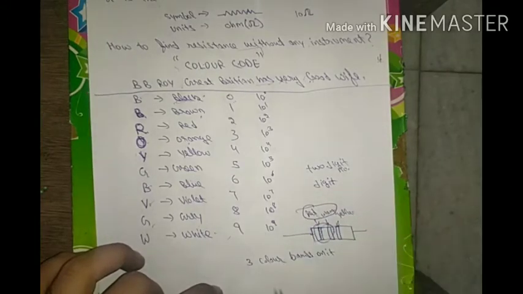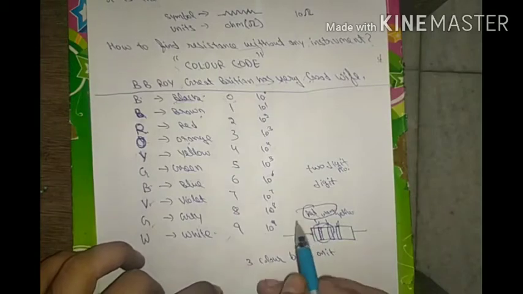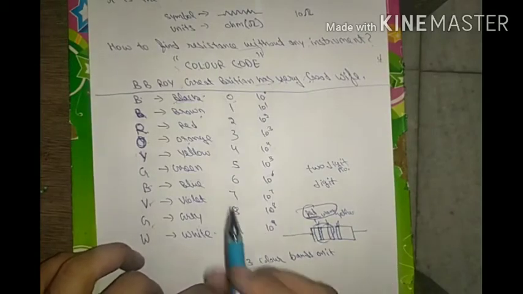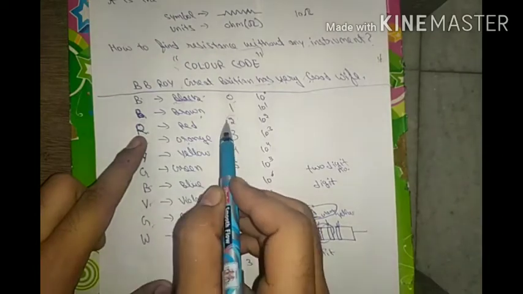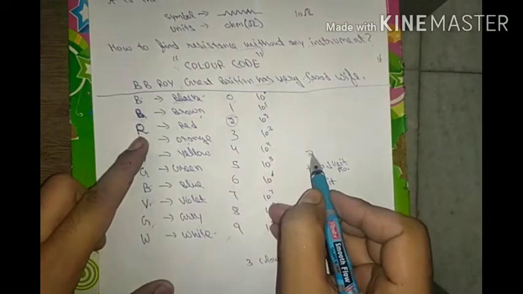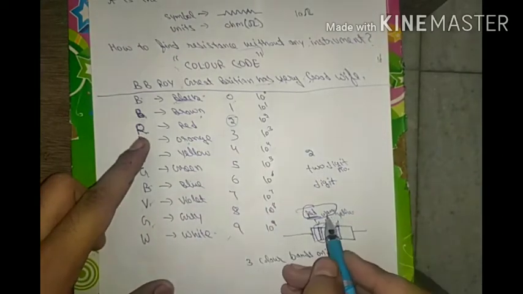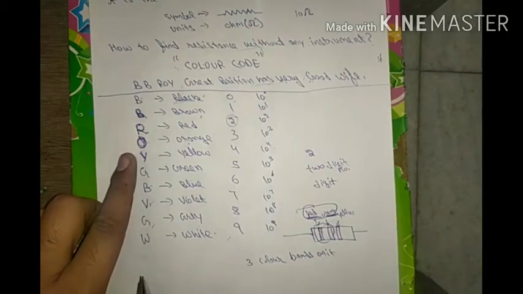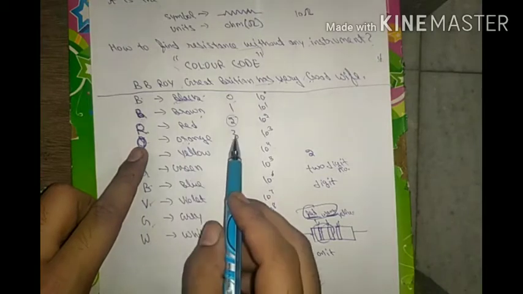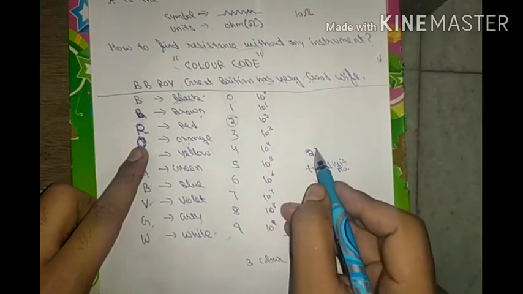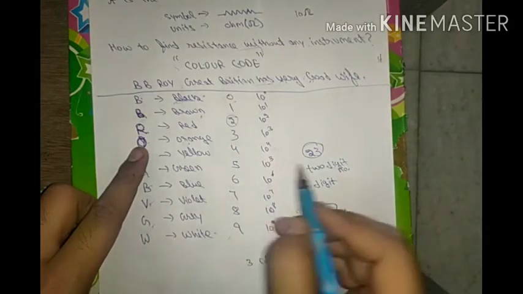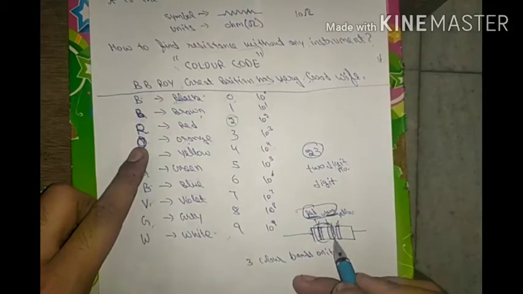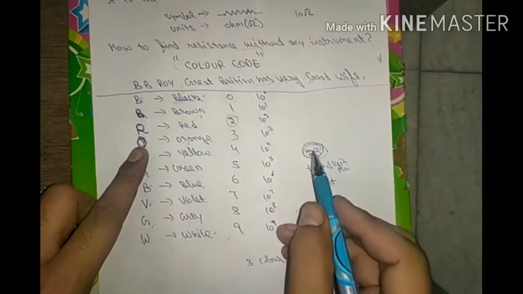Clear students? Let us see how. First color, let us suppose, be red. As the color is red, the value is 2, so you can write 2. Then the second color is orange, and for orange the number is 3. So the number comes out to be 23. So the first two colors make the digit 23.